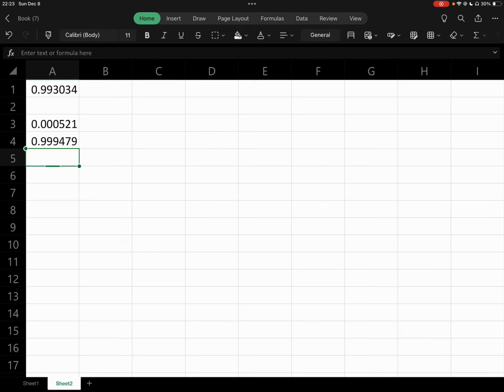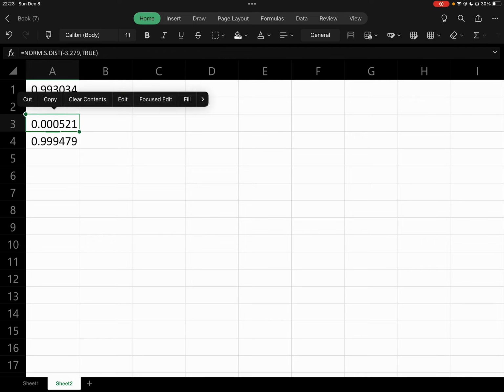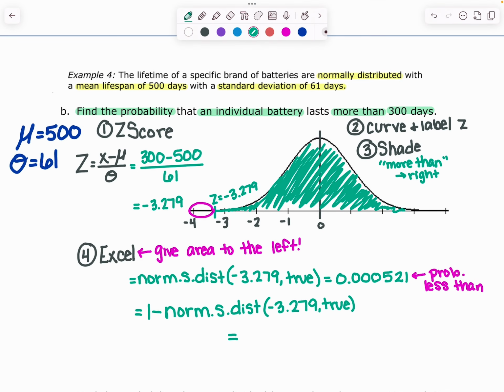0.999479, which is 1 minus this number that I originally calculated. So 0.999479. And we can round that to 4 decimals, so that would be 0.9995.